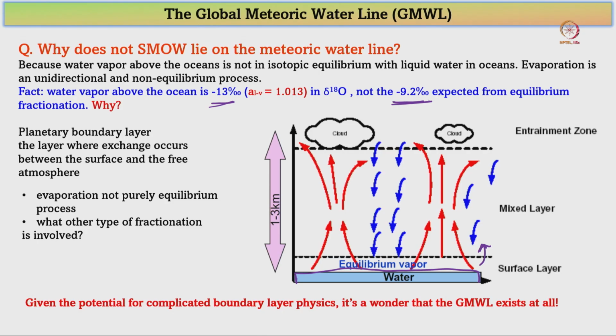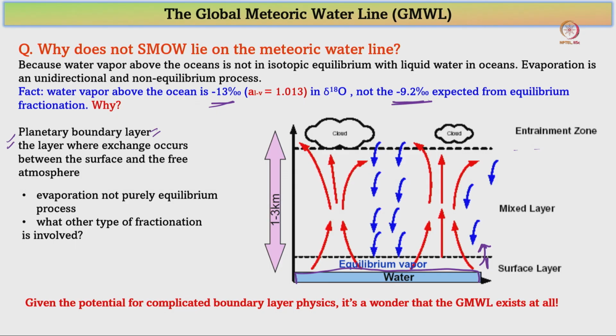Okay. And why do we see this non-equilibrium? It is because of the presence of this planetary boundary layer. Okay. It is because of this planetary boundary layer where exchanges are occurring between the surface and the free atmosphere. Now, even this planetary boundary layer can be subdivided. Okay. It can be subdivided into an area very close to the water, the mixed layer, and the entrainment zone. So, after the entrainment zone, the clouds no longer come down.